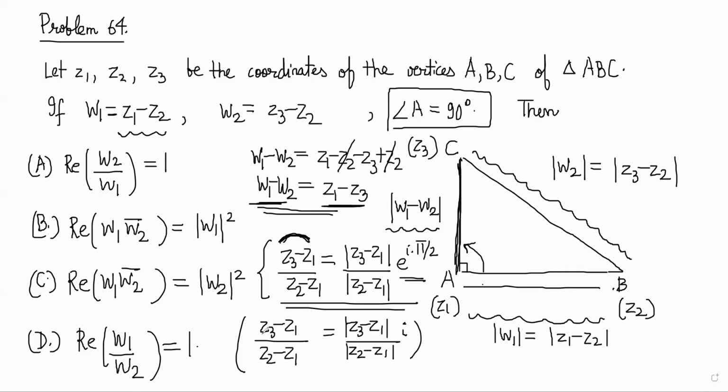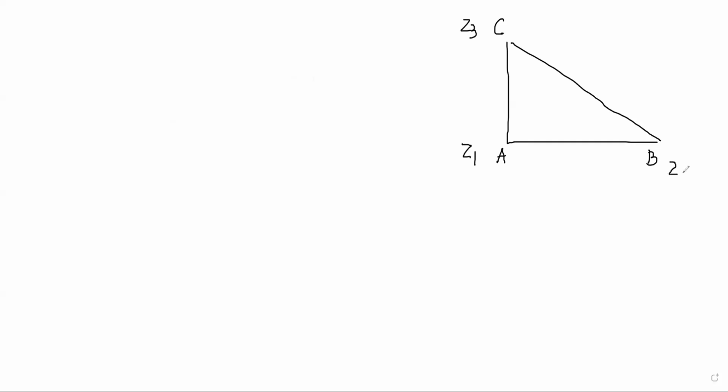Right? And Z2 minus Z1 is basically minus of W1. So I will do this in the next screen now. So this is my situation: A, B, C, Z3, Z1, Z2. And this angle is 90 degrees.